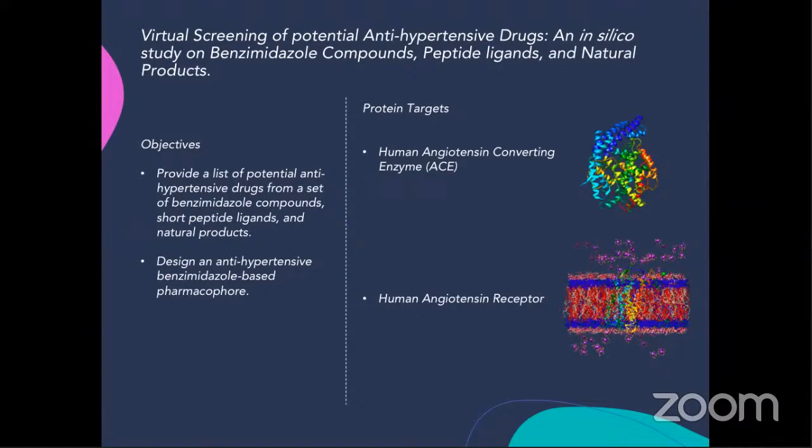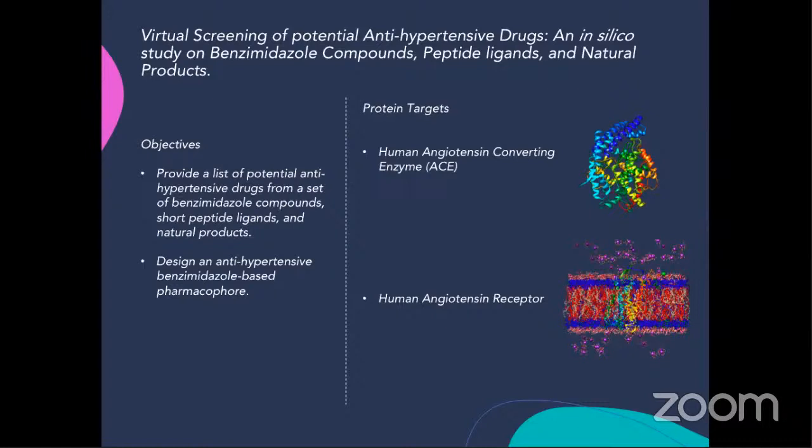This work has two main objectives. One is to provide a list of potential antihypertensive drugs from a set of benzimidazole compounds, short peptide ligands, and natural products. And to design an antihypertensive benzimidazole-based pharmacophore. A pharmacophore refers to a template structure that has significant activity towards different proteins of interest.